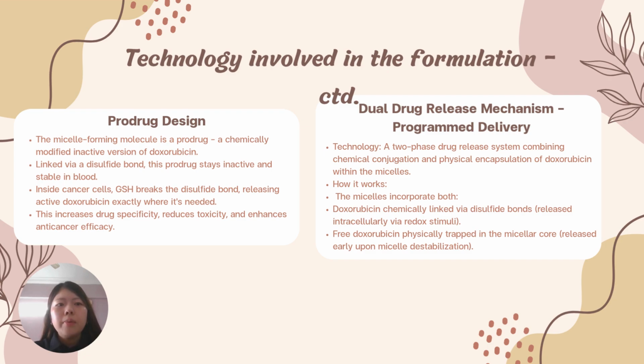The micelle forming molecule is a prodrug, an inactive form of doxorubicin linked by a disulfide bond. It stays stable in blood and releases active doxorubicin inside cancer cells where it's needed, thanks to glutathione. This improves drug specificity and reduces side effects.